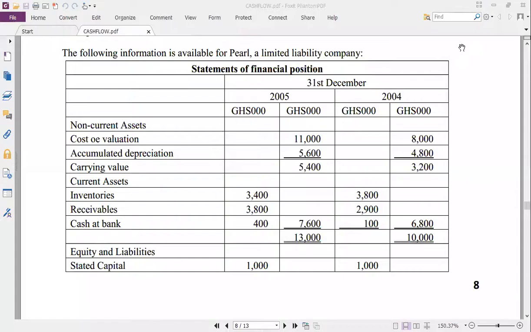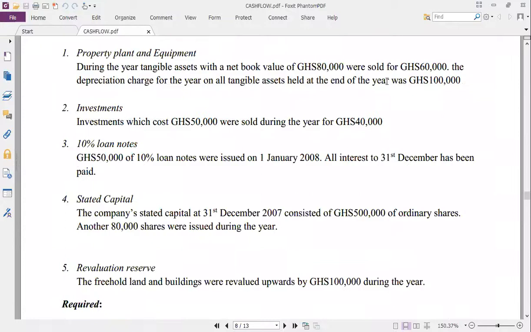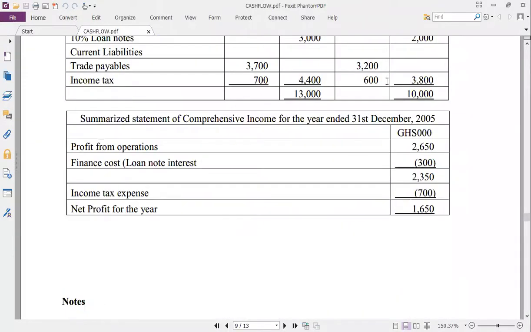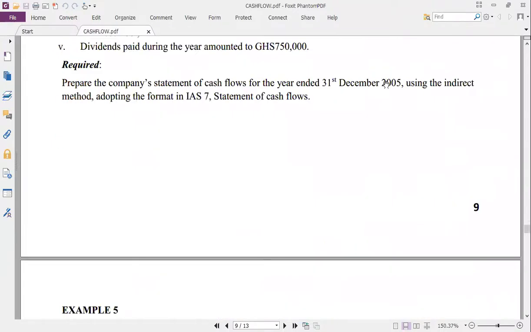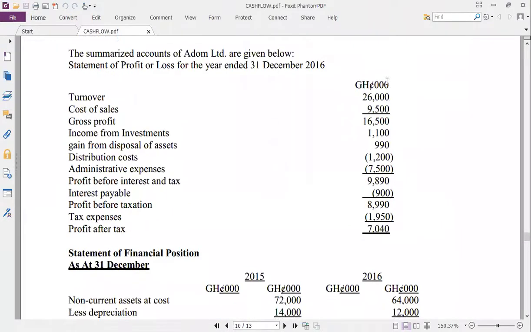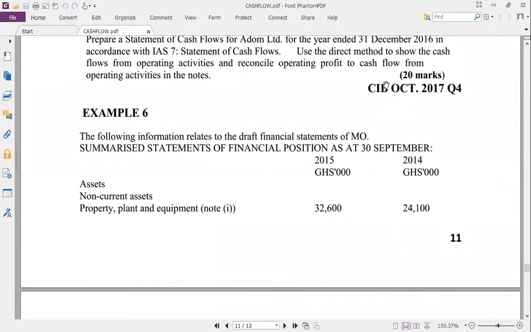Good. So now let's see. In fact, all the remaining questions are yours. I did not include a lot of questions, only a few of them. So I'll scan through Adom Limited, then you try it for me. When you are done with Adom Limited fully, then go to Mo Limited, Example 6.